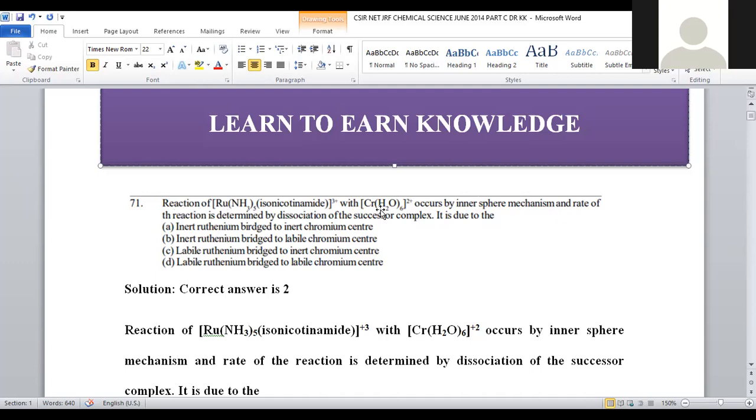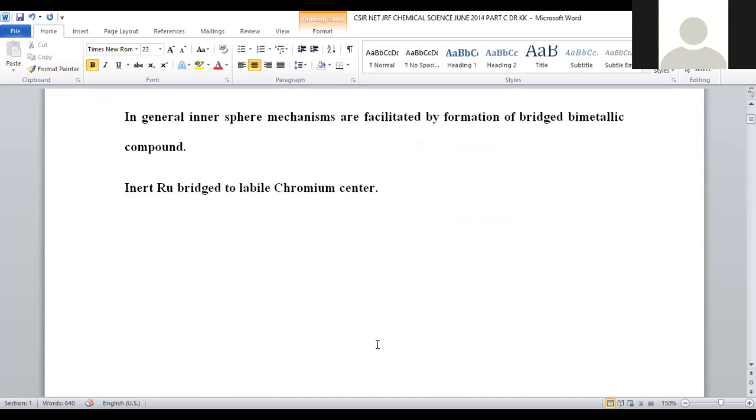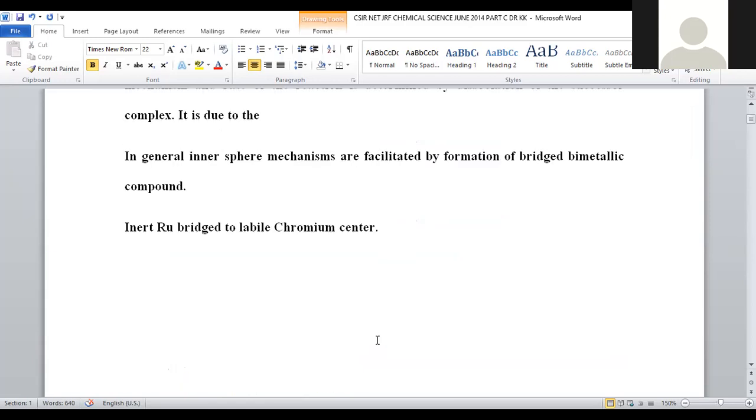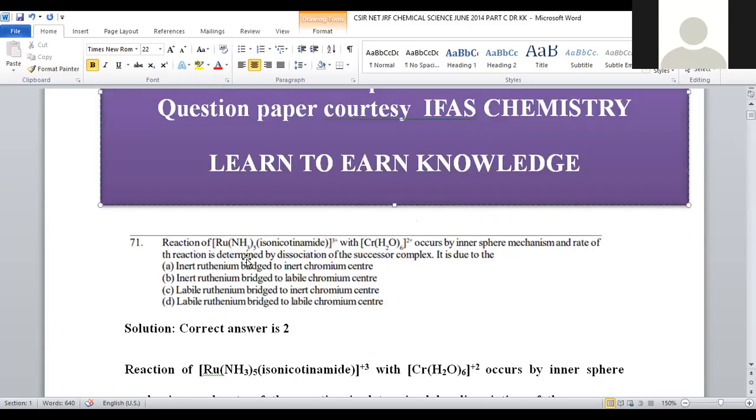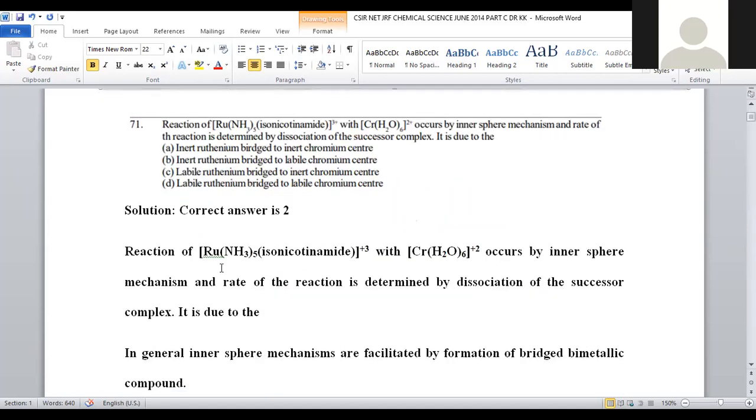So in case of ruthenium as well as chromium, they proceeded with inner sphere mechanism, right? So there is a possibility of the ruthenium complex working like a bridging ligand, and being that ruthenium is inert and chromium is labile, there is a shifting of electrons through the ruthenium bridging ligand, right? Inert ruthenium bridges to labile chromium complex. Through this, electron transfer is possible, right?